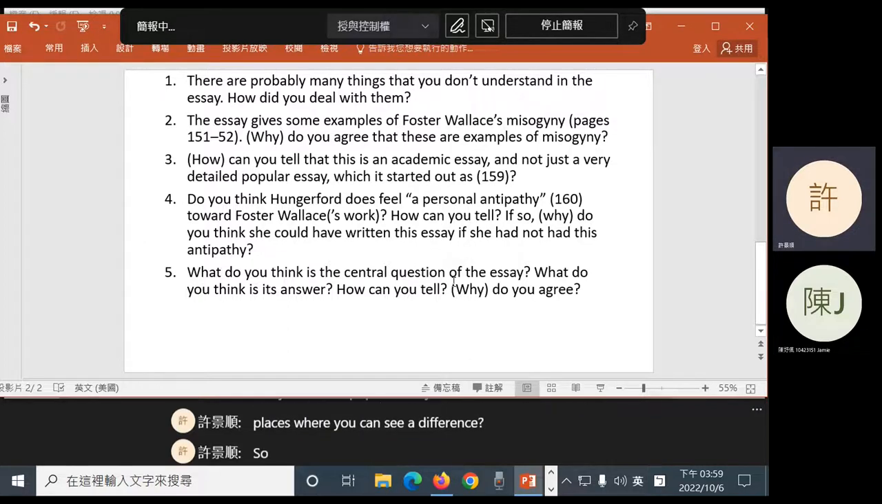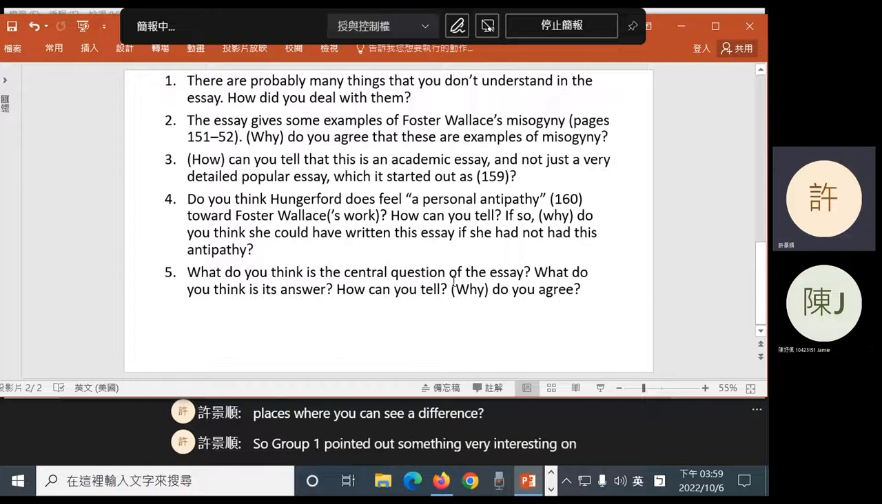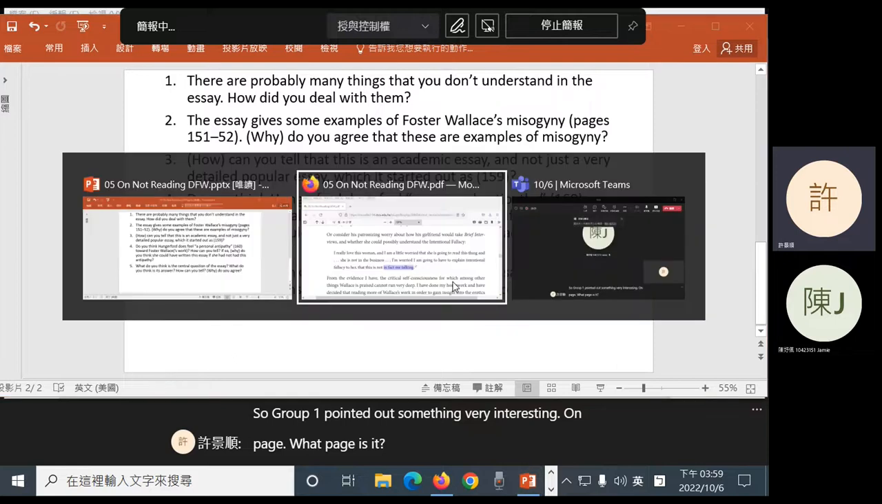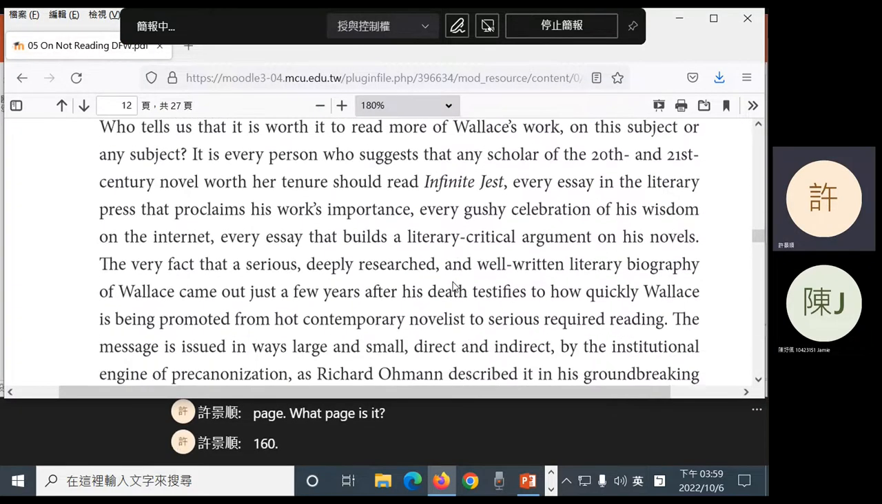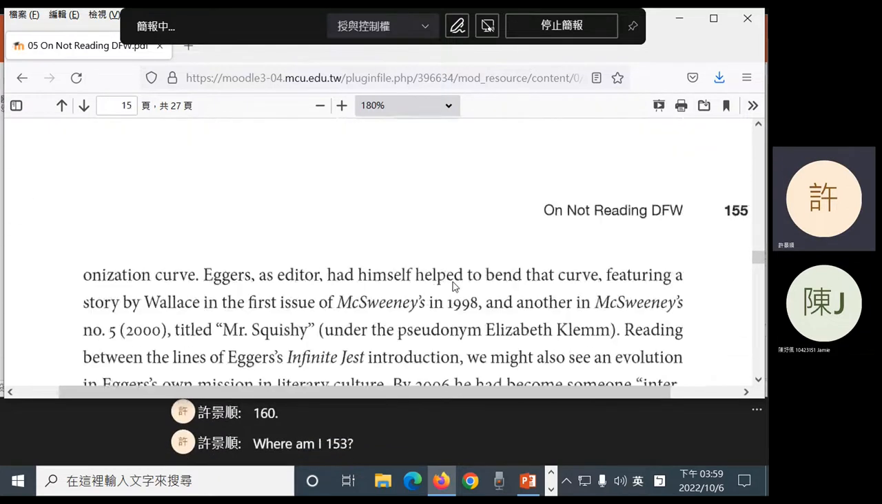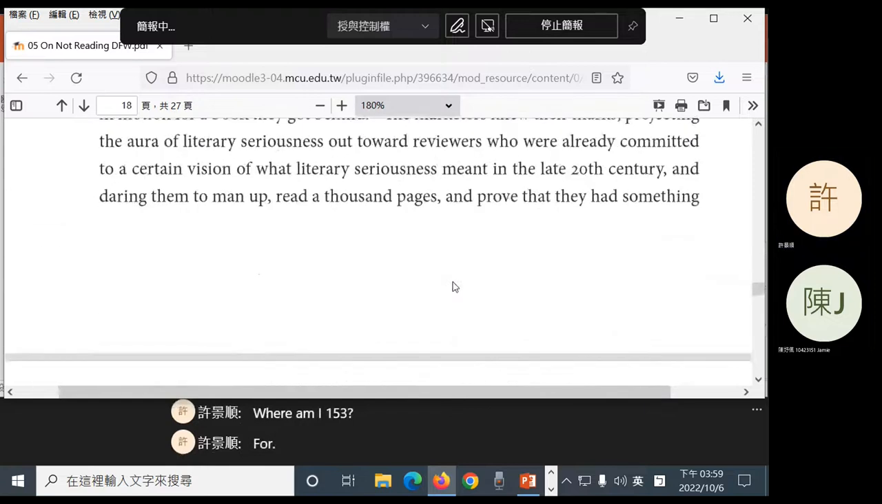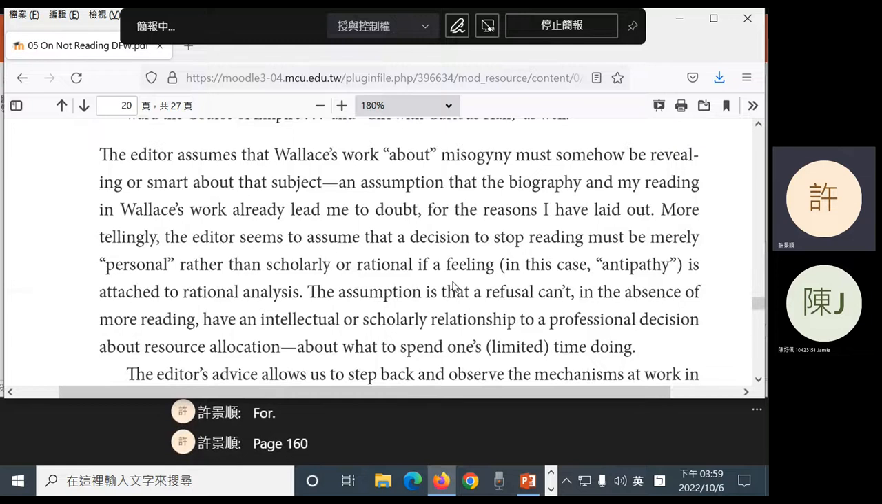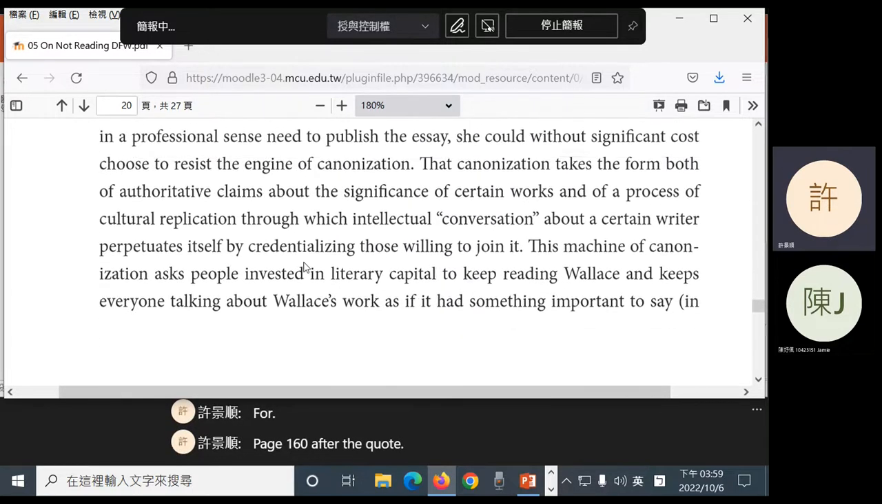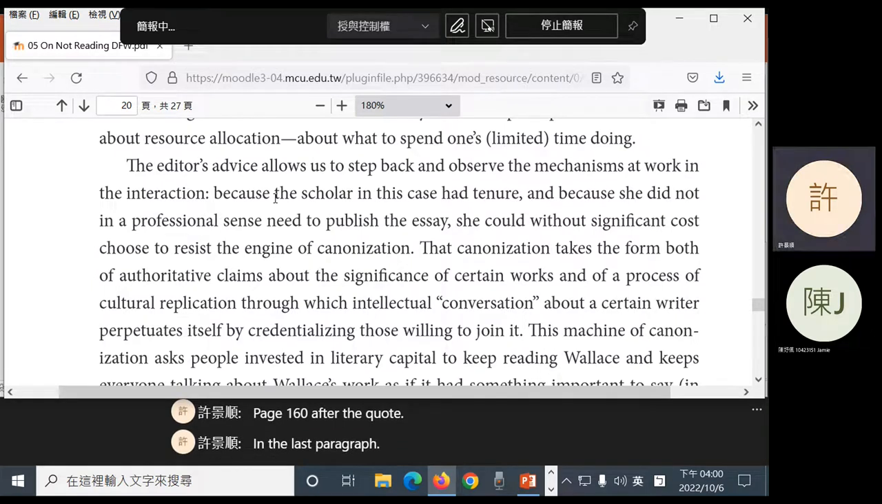So group 1 pointed out something very interesting on page 160, after the quote, in the last paragraph. In this part of the essay, she's talking about why she began to write this essay and why it is an academic essay and not a popular essay. The reason is that the editor of the popular essay wanted her to read some DFW in order to add to her argument, and she didn't want to do that.